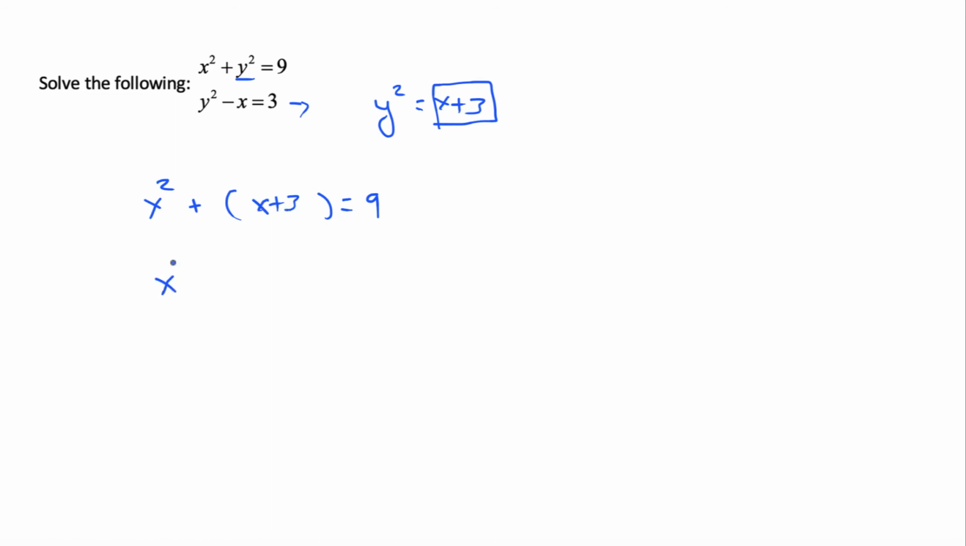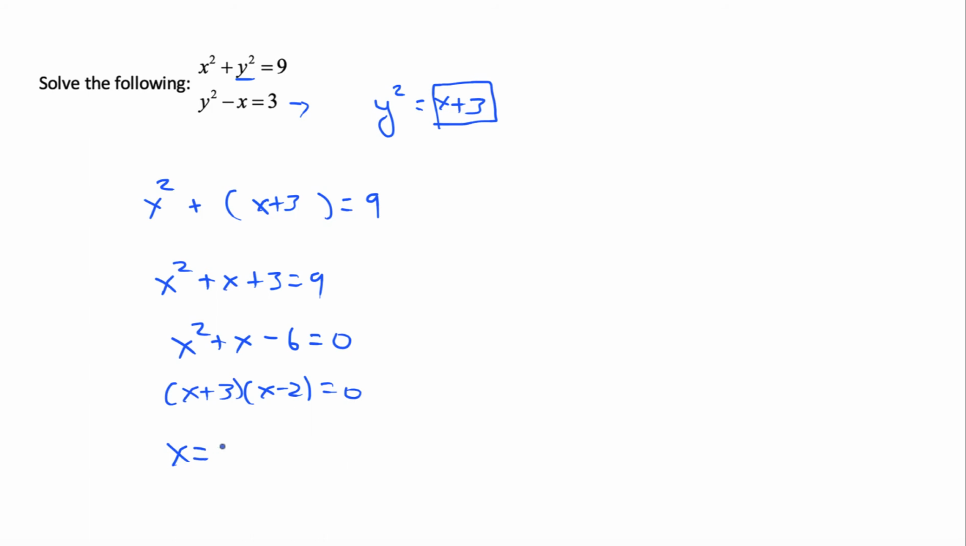Notice we get x squared plus x plus 3 is equal to 9, and when you subtract the 9 over, we get x squared plus x minus 6 is equal to 0. This is a quadratic equation that we should be able to solve by factoring. We get x plus 3 times x minus 2 equals 0. So we actually do get two values for x: x equals negative 3, and x equals 2.